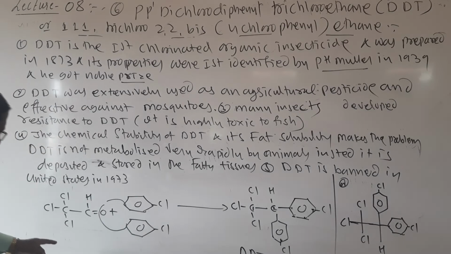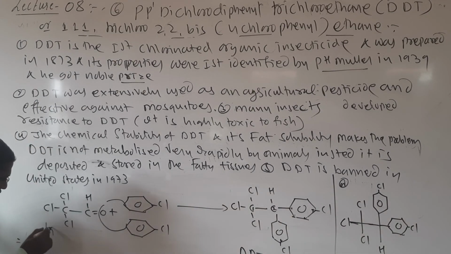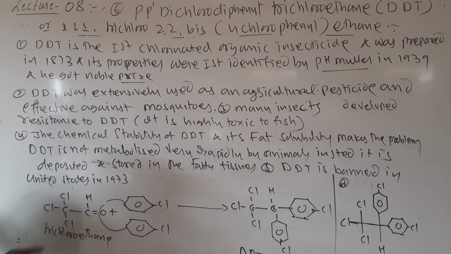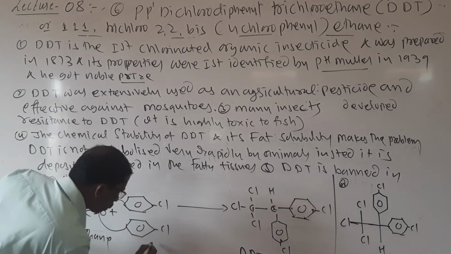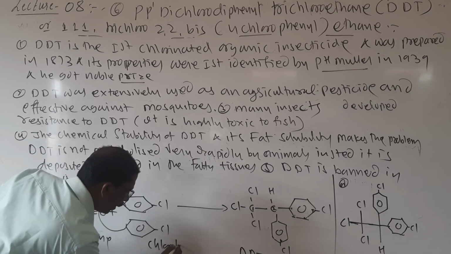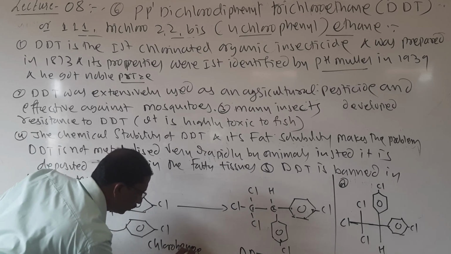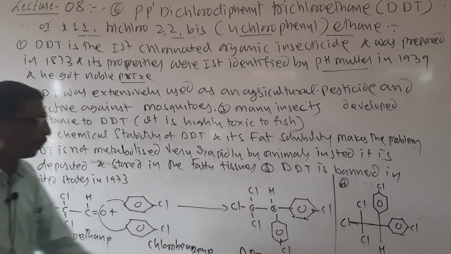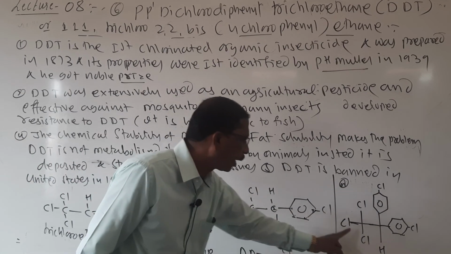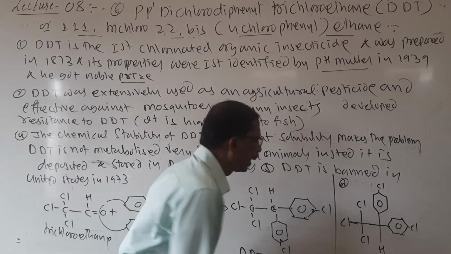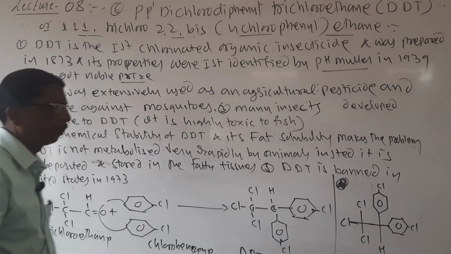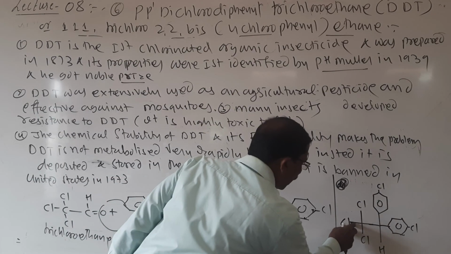Students, it is prepared from trichloroethane. When trichloroethane is treated with chlorobenzene and heated, it forms DDT. They may ask this structure in examination, and you may write this or this. You may write any one structure here. This structure or this structure, both are same. So here you may write the DDT structure.